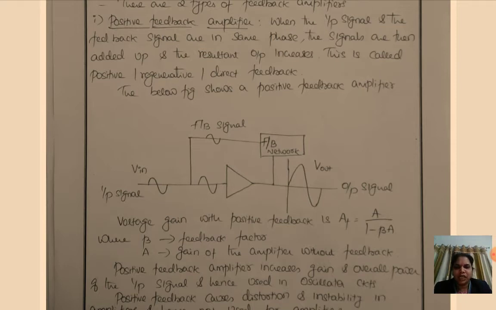If you calculate the voltage gain of the amplifier with this positive feedback, it is represented as AF. F represents the feedback. So what is the gain of this positive feedback amplifier? It is equal to A divided by 1 minus beta A. Here A is the gain of the amplifier without feedback. If we add the feedback, the gain is represented as AF, and beta represents the feedback factor.